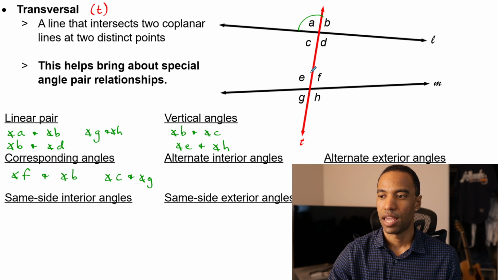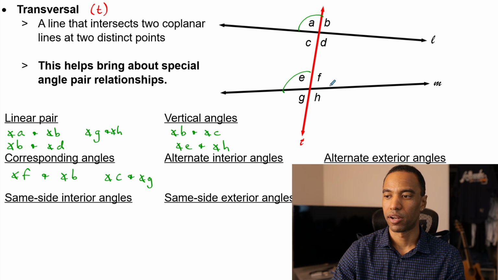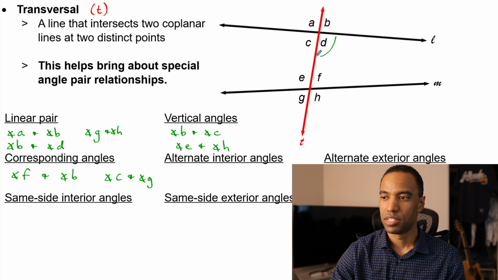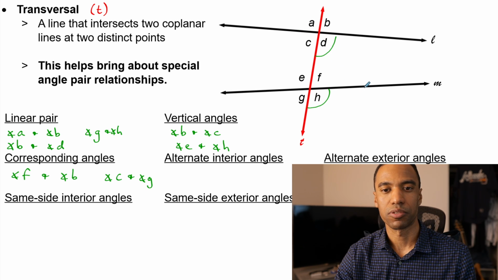Here's another set. A and E are corresponding angles. And then D and H. D and H are also corresponding angles.